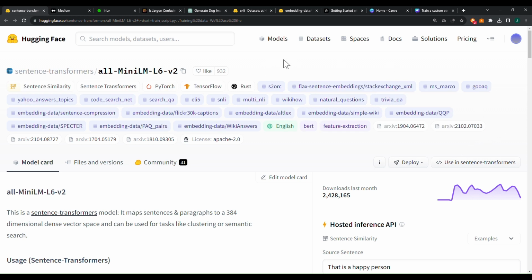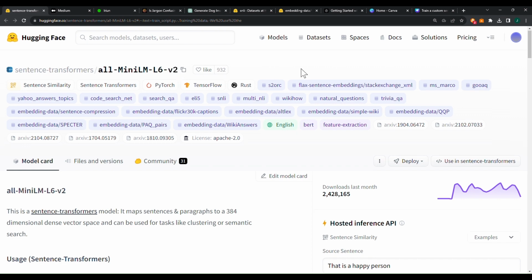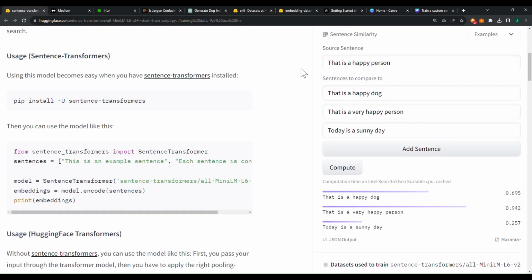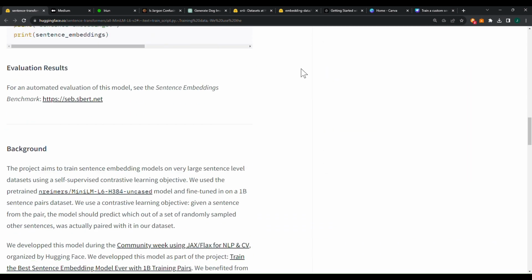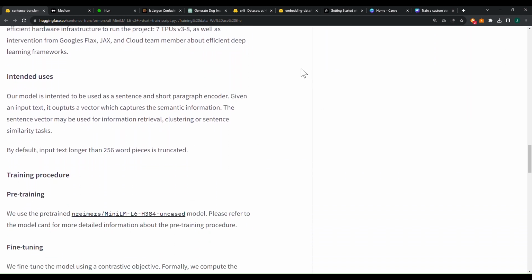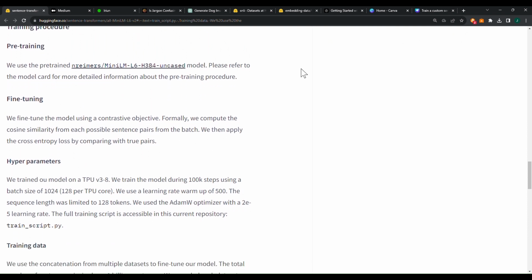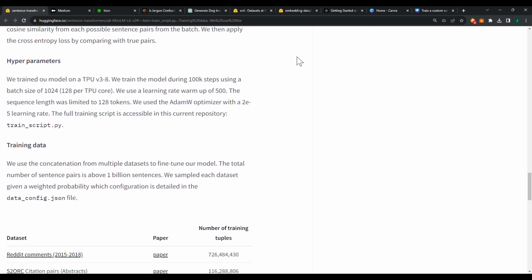Just to illustrate this fact, we can look at the All-MiniLM-L6-v2 from Hugging Face. If we look at the way this sentence transformer model was trained, we can see that the training data itself consisted of around 1 billion sentence pairs.